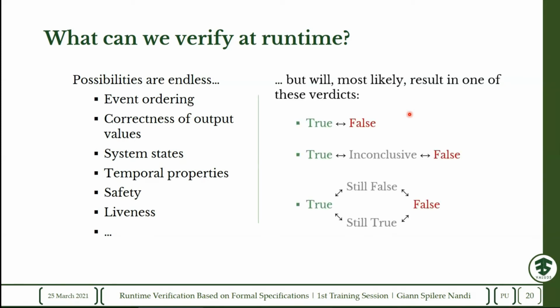But at the end of the day, you are most likely getting one of these results. It's either true or false, the thing that you analyze. It can also be true, inconclusive, or false, in the sense that the monitor doesn't have enough information to tell you if the thing you want to verify is true or not. Or it can also be true, still false, still true, or false, in the sense that at the point where you try to verify something, it was still true, but later it can develop into a false trace, or it can still be true later on.